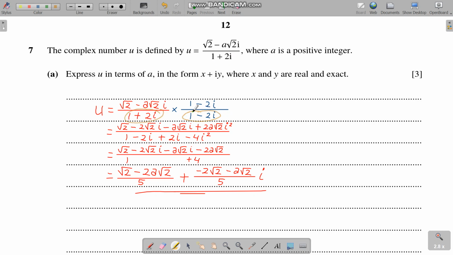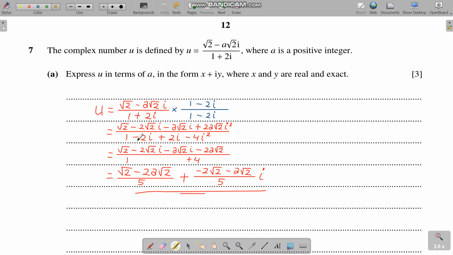So almost exactly the same, but if this is plus, it's minus. If it's minus, it's plus. So that's the complex conjugate. We multiply: root 2 times 1, we get root 2; root 2 times minus 2i, minus 2 root 2 i; minus a root 2 i times 1, and minus a root 2 i times minus 2i, plus 2a root 2 i squared. In the denominator, 1 times 1, 1 times minus 2i, 2i times 1, 2i times minus 2i, minus 4i squared.